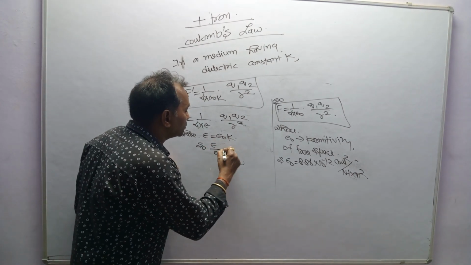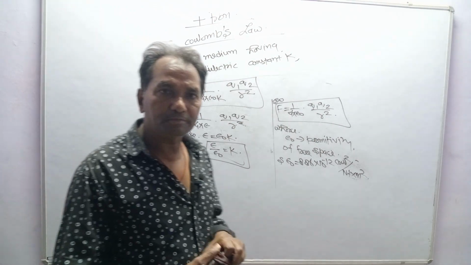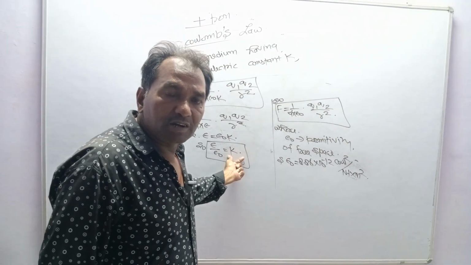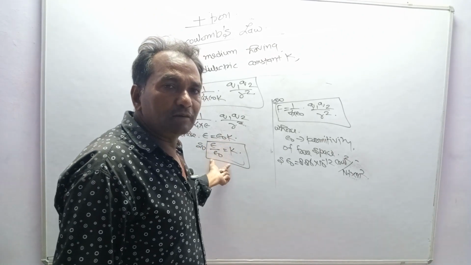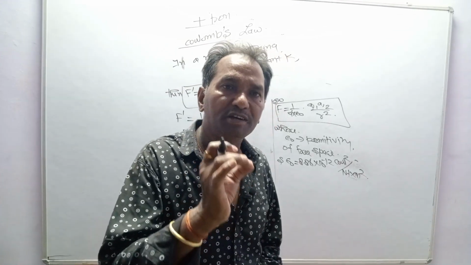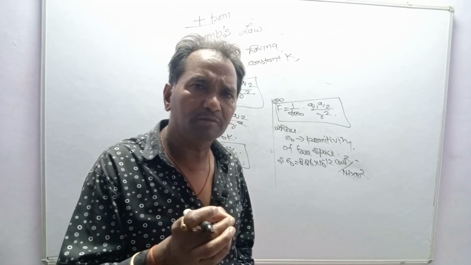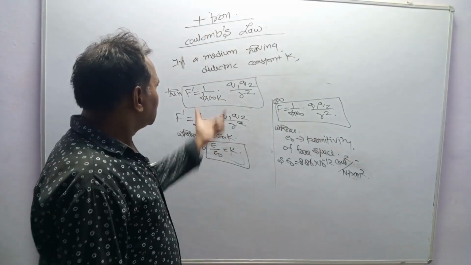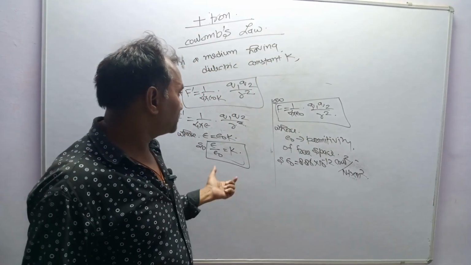So epsilon upon epsilon naught is equal to capital K, which means the dielectric constant is the ratio of the permittivity of that medium divided by the permittivity of free space. Dear students, this is Coulomb's law that I have discussed with you.